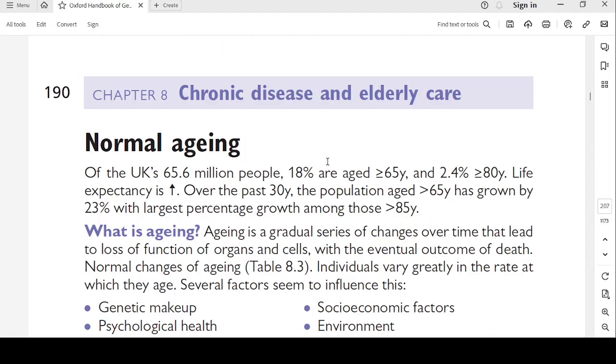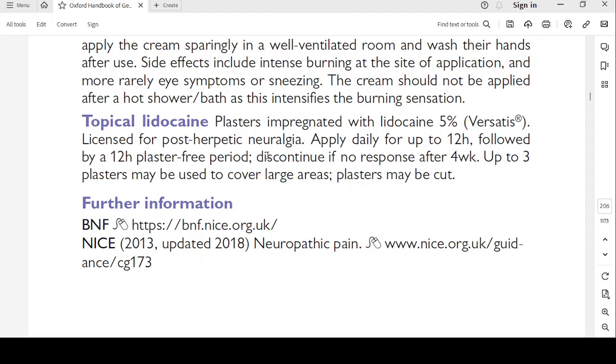Topical lidocaine. The plasters impregnated with lidocaine 5%, Versatis, licensed for post-herpetic neuralgia. Apply daily for up to 12 hours, followed by a 12-hour plaster-free period. Discontinue if no response after 4 weeks. Up to 3 plasters may be used to cover large areas. The plasters may be cut.